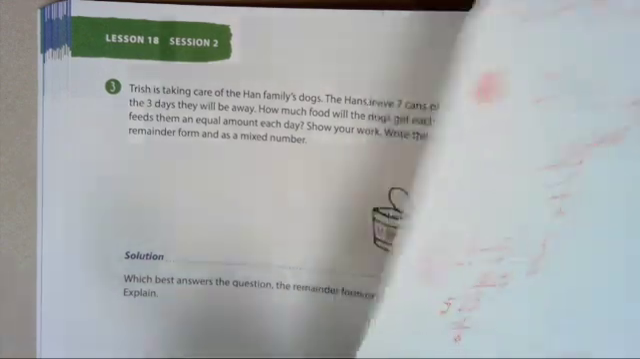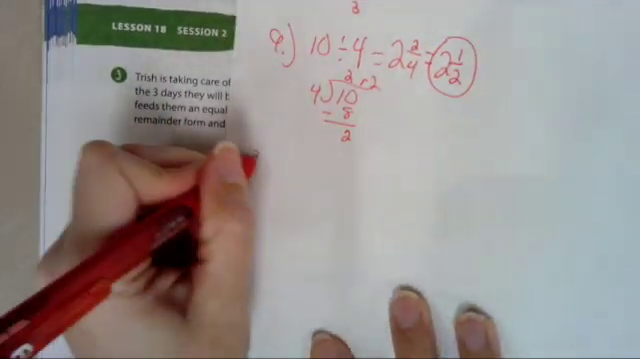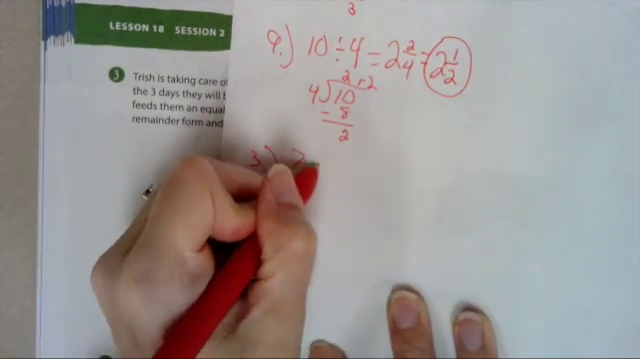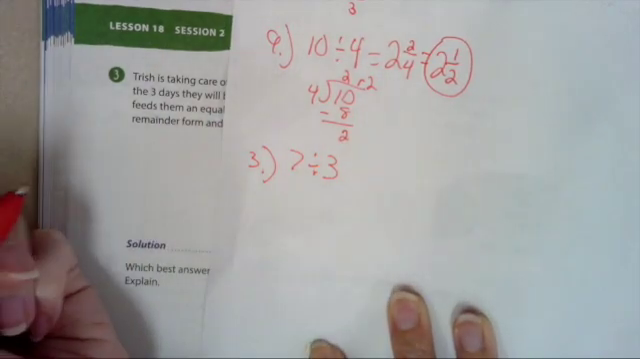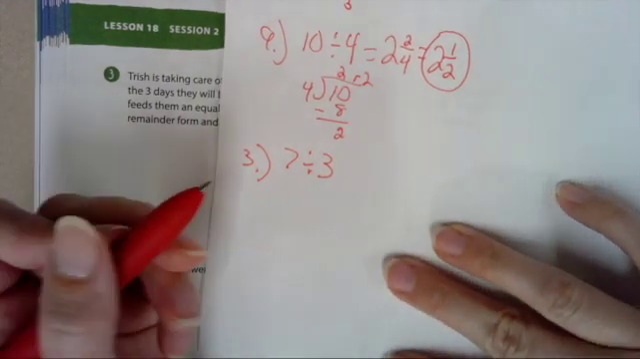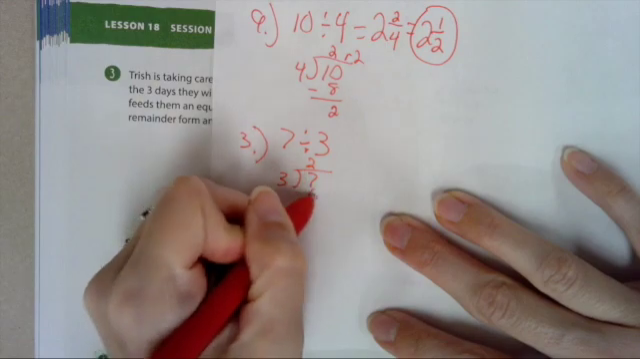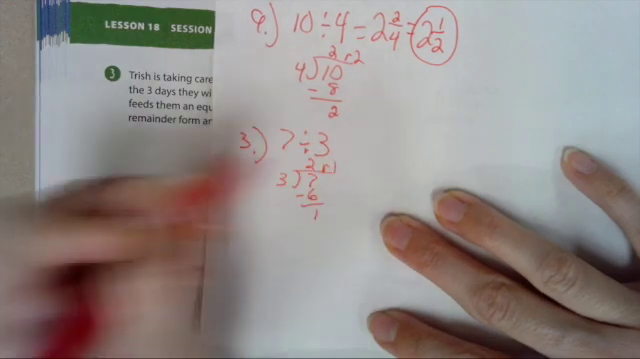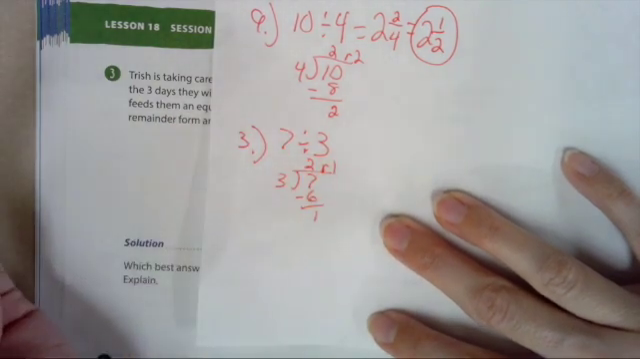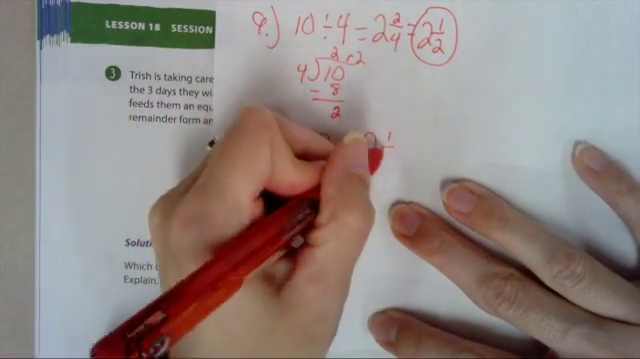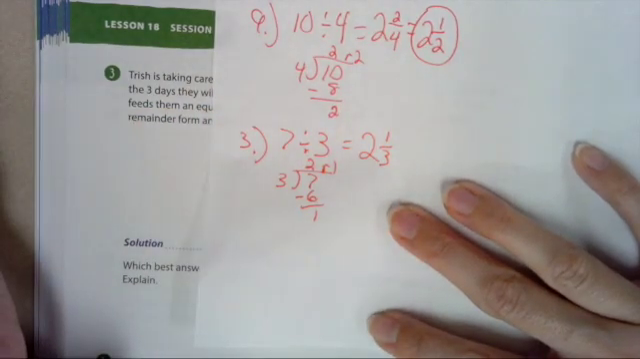So number 3, since the food was 7, and we're splitting that among the 3 days, it's 7 divided by 3. So we're going to actually work that out. They want us to write it in remainder and mixed number form. So that's 2 remainder 1. And as a mixed number, that is 2 and 1/3. So the dogs will get 2 1/3 cans of dog food each day.